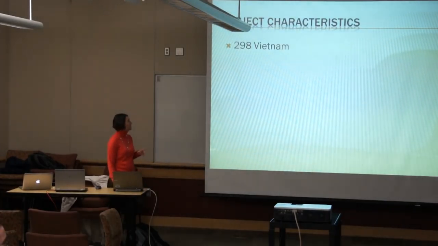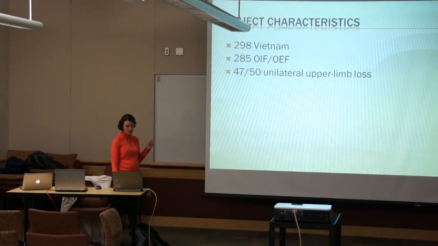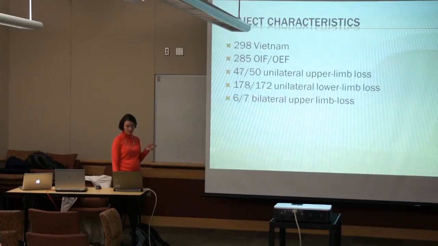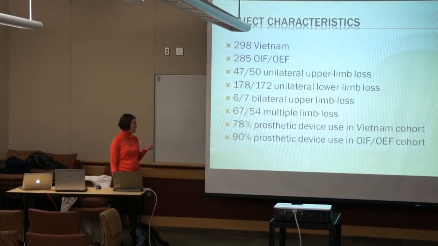So the subjects in this study, they had 298 Vietnam veterans and 285 Operation Iraqi Freedom and Enduring Freedom veterans. The first number is the Vietnam cohort, and the second number is the later conflict number. So 47 and 50 unilateral upper limb loss, 178 and 172 unilateral lower limb loss, 6 and 7 bilateral upper limb, and then 67 and 54 multiple limb loss. 78% used a prosthetic device in the Vietnam cohort, and then 90% used a prosthetic device in the second cohort.